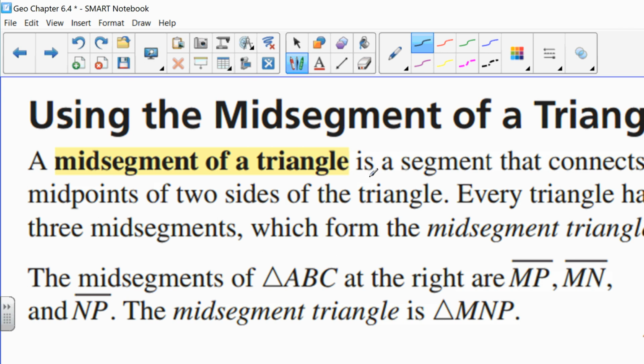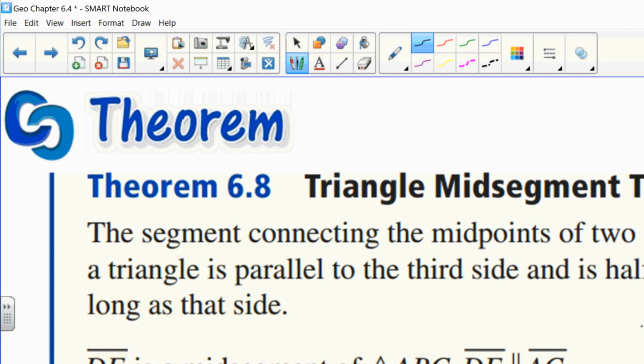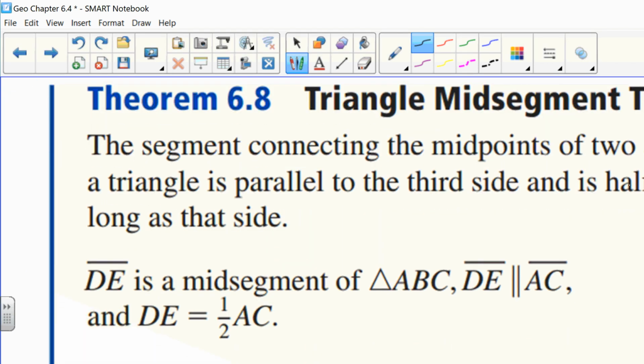So the third side is going to be equal to, or the mid-segment is equal to half of the length of the third side. And that's actually what our next formula is: the mid-segment DE is equal to half the length of the third side AC. So the mid-segment is equal to half the length of the third side.